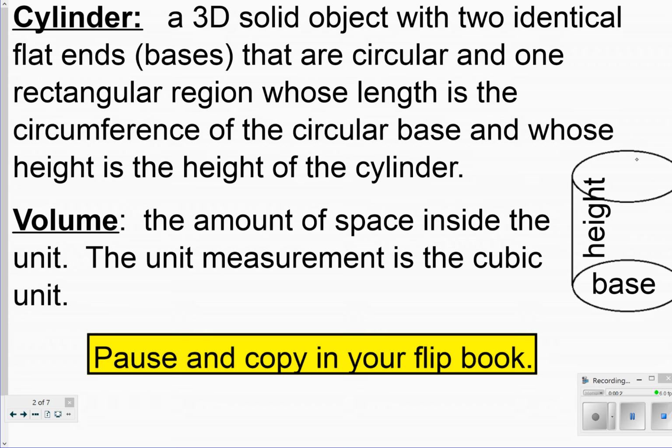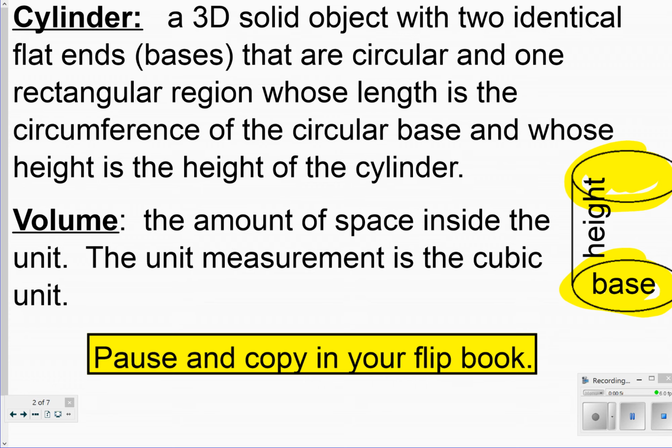Okay, so let's look at this. Here's our cylinder over here on the side. The ends are these circular pieces, they're flat, and that's what we call our base. These are the two bases. And it has a rectangular region in the middle whose length is the circumference of the circular base, and the height is the height of the cylinder.